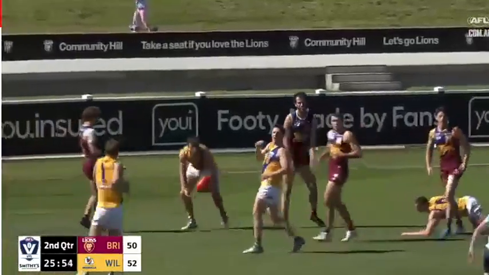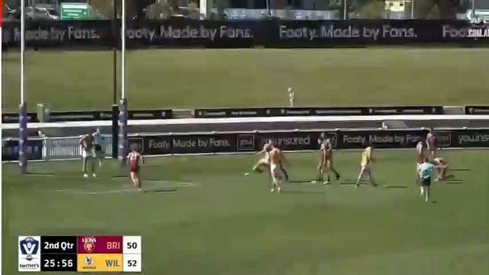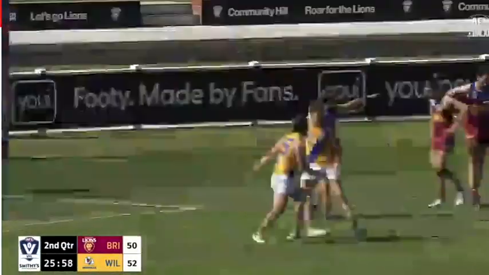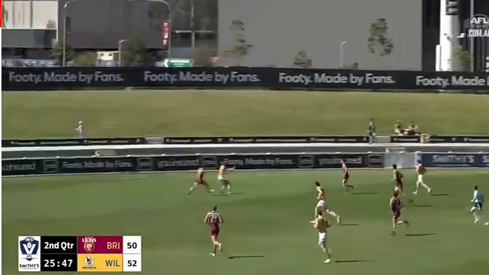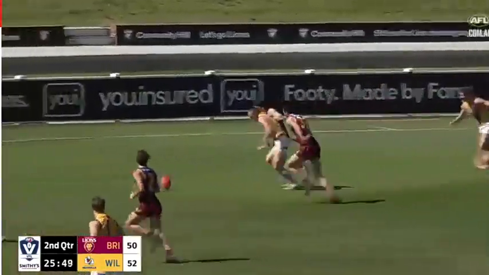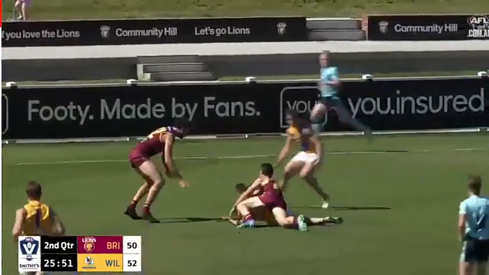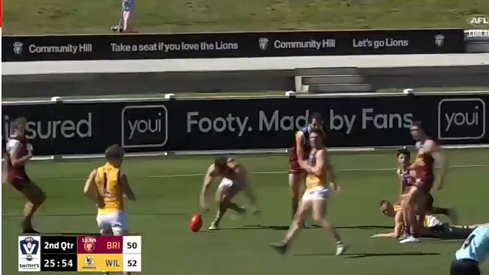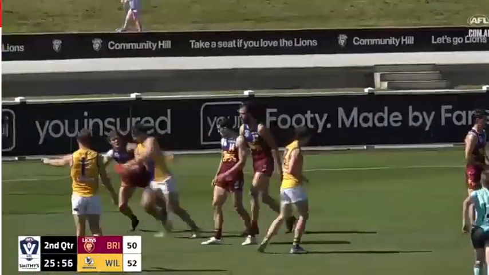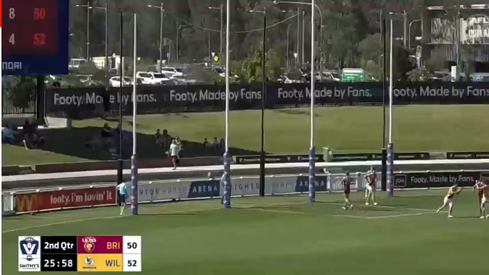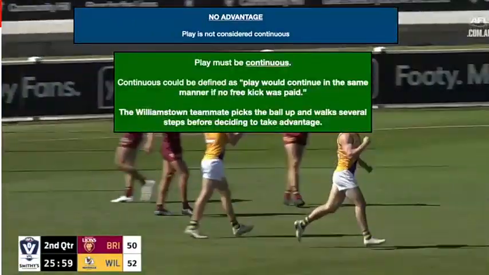Push in the back. No play stop. Advantage. No free kick. Play on. Play on. Push in the back. No play stop. Advantage. All clear. There we go.